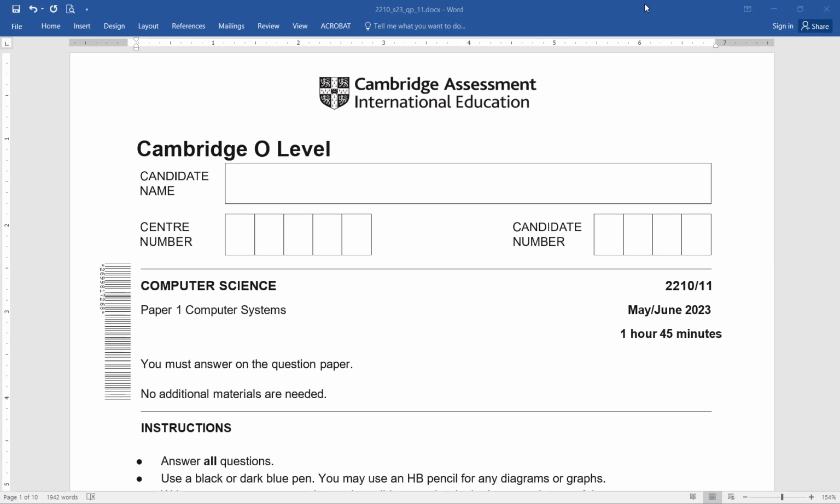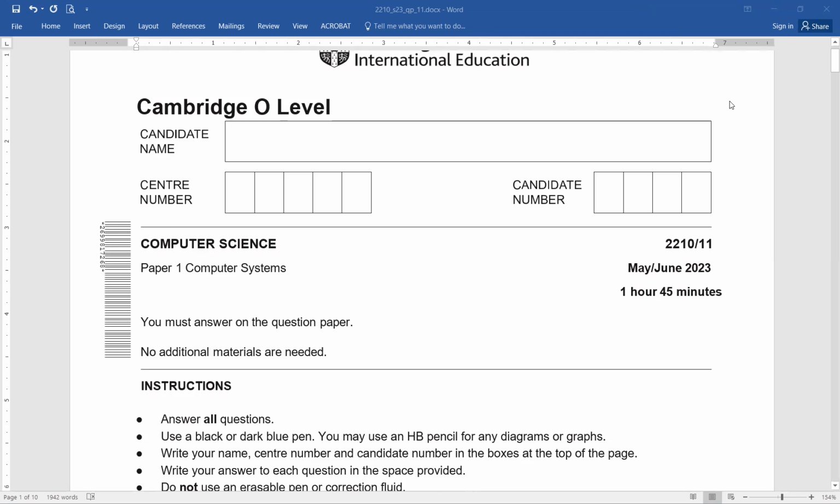Now, today I'm here to discuss one more paper with you, that is computer science. Paper 1 is computer systems. It's May, June 2023, 221011. The duration is 1 hour 45 minutes. You know that you have to answer on the question paper. No additional materials are needed.